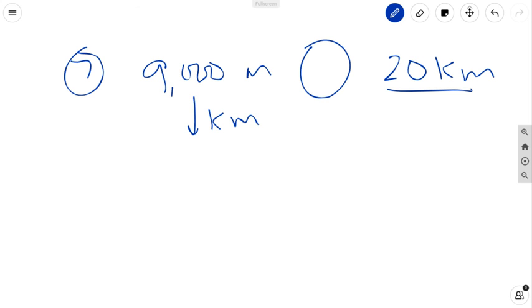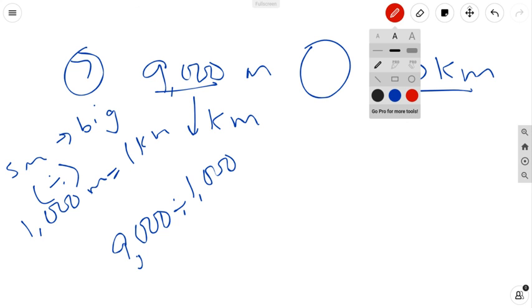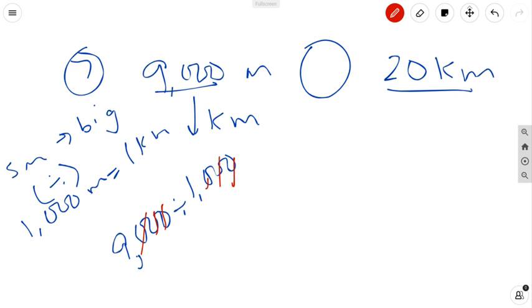I remember that if I'm doing that, I'm going to go from small to big. Now, obviously, you can convert the kilometers to meters, but I'm just going to do meters to kilometers. It's easier for me, which means I'm going to divide. And there's 1,000 meters in 1 kilometer. So I'm going to take 9,000 and divide it by 1,000. And you can see why that was easy. 3 zeros, cross them out. 9 divided by 1 is 9. So this really becomes 9 kilometers, which means that 20 kilometers is greater. 9 kilometers is less than 20 kilometers.